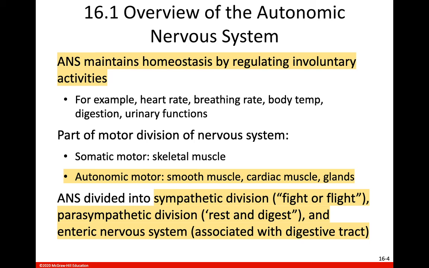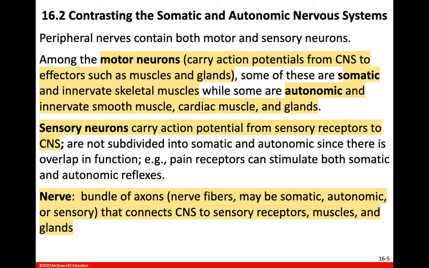And this is going to be all of the nerves that are associated specifically with just the digestive tract. But again, mainly we're going to be talking about the sympathetic and parasympathetic nervous systems in this chapter. So again, remember that your cranial and spinal nerves, those peripheral nerves, contain both sensory and motor neurons. So they're not necessarily strictly one or the other.